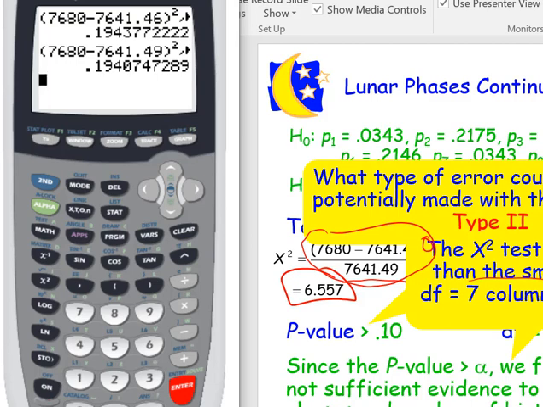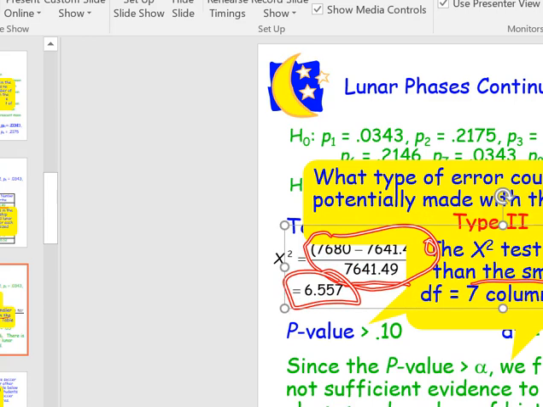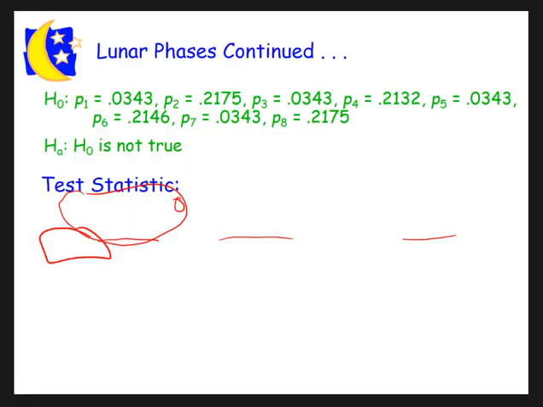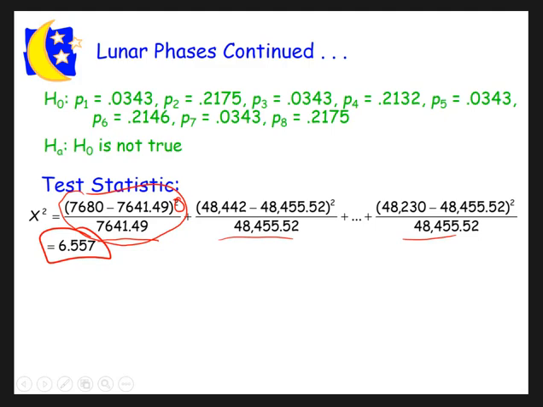That actually is a proportion. That is the contribution of this term, so the new moon phase, to our test statistic. Now we did that for all 8 phases and add them up. And that's where we got that value of our test statistic of 6.557. So again, we went through all that and we got that 6.557 as our test statistic.